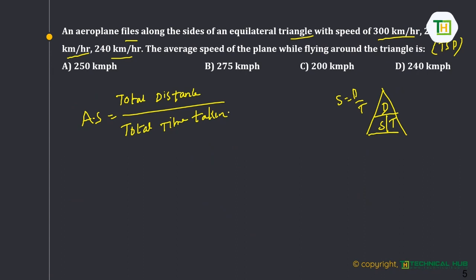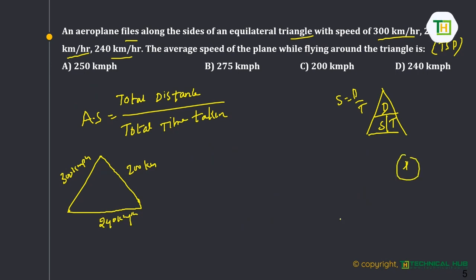So an aeroplane flies along the sides of an equilateral triangle. Equilateral triangle means all the three sides are the same. So what are the speeds given? Here 300 kilometer per hour is given, here 200 kilometer per hour is given, and here 240 kilometer per hour is given. Actually, I don't know what the equilateral side length is. So instead of taking x or any variable, I am taking one value. That value is exactly divisible by 300, 200 and 240.